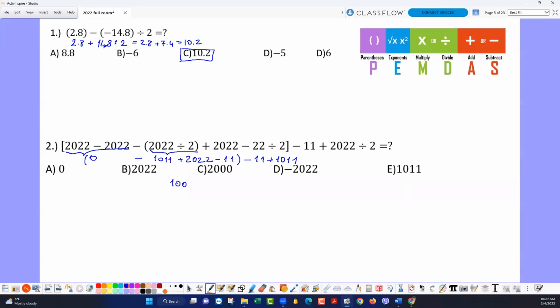1011 minus 11, it's going to be here. This is the parenthesis part. This part is covered now. Minus 11 plus 1011 is going to be equal to plus 1000. So it's obvious that here the same 1000 is going to come. 1000 plus 1000 is equal to 2000, and the answer is going to be C.